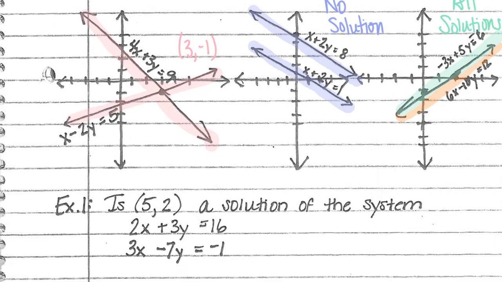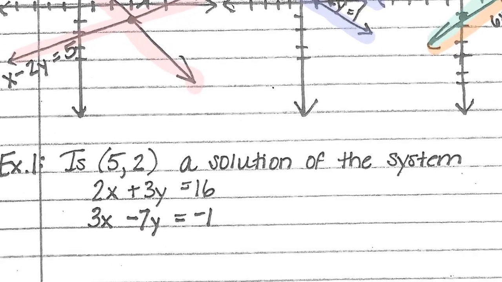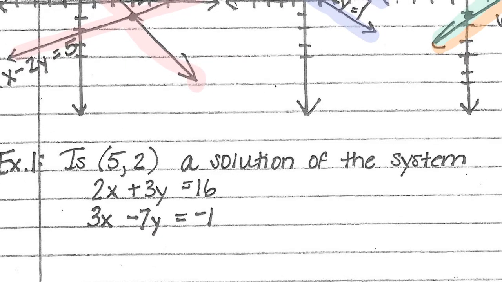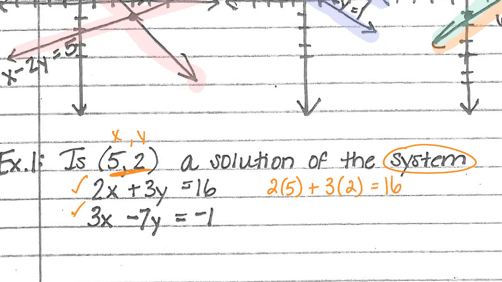So let's just get our feet wet with this. This one's just asking us if (5, 2) is a solution of the system. The key word here is system. (5, 2) has to work with the x and the y in both equations. So let's check it. 2 times 5 plus 3 times 2, does that equal 16? 10 plus 6, yes, that is equal to 16. So it does work for the first one.